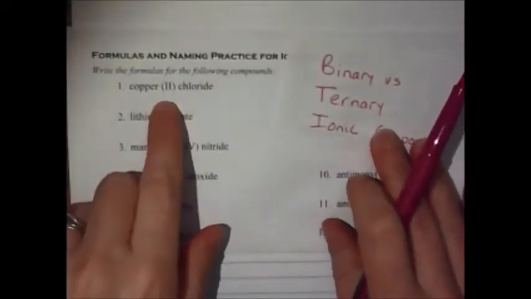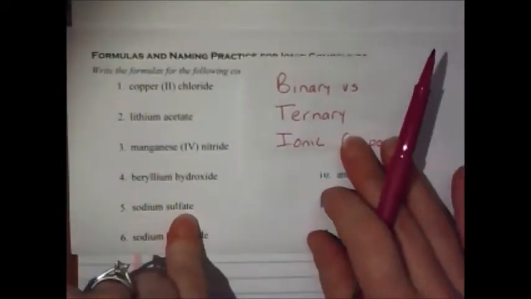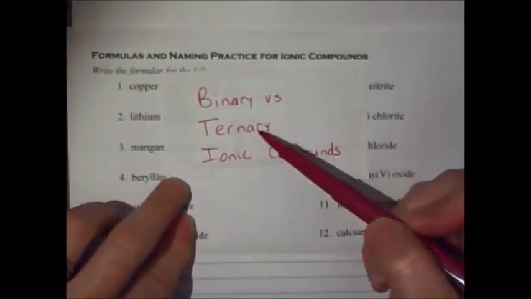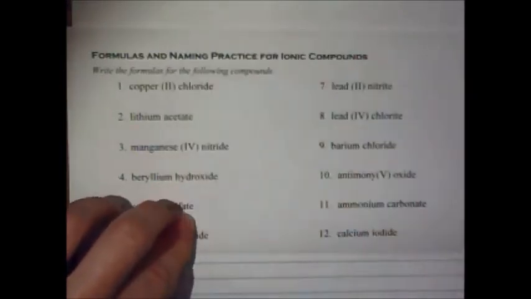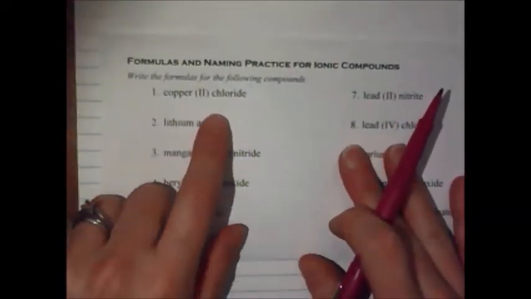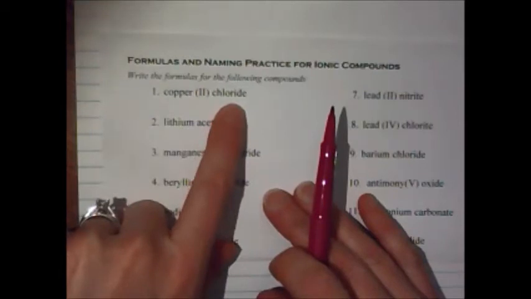First we're going to start out looking at some names, writing formulas for them, trying to decide is it binary, is it ternary, what's the formula. Then we'll move on to looking at some formulas and trying to name those. The first thing you do is you read both of the parts. So we've got copper and chloride.